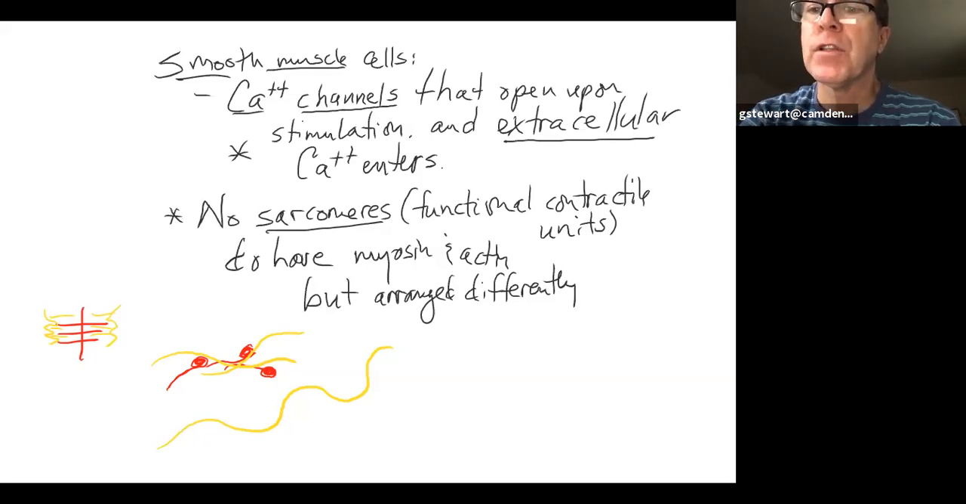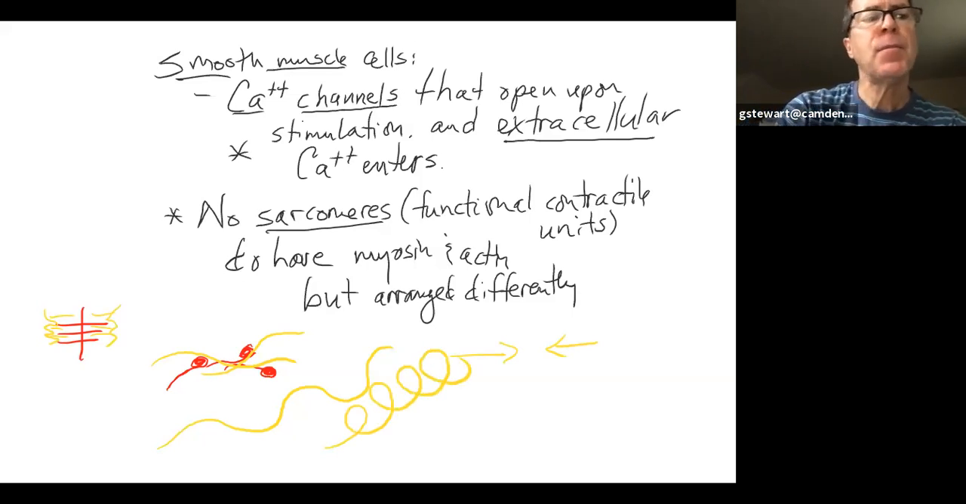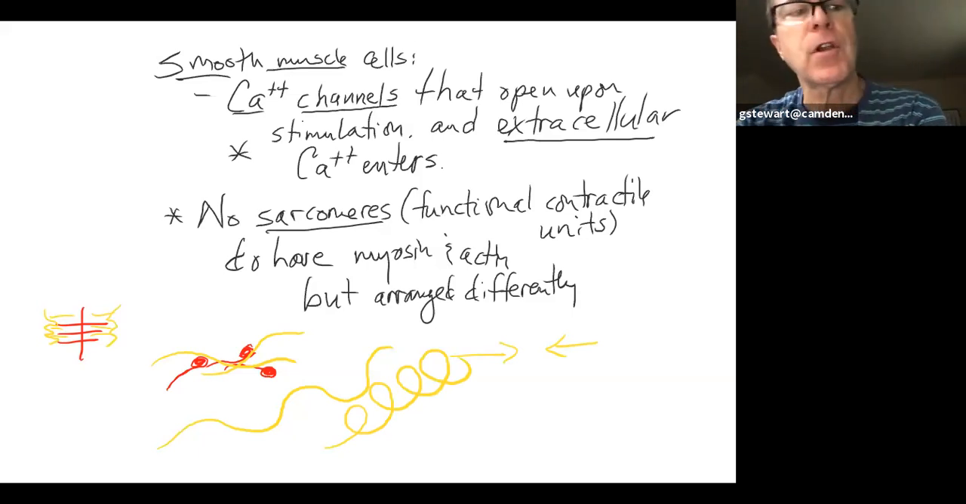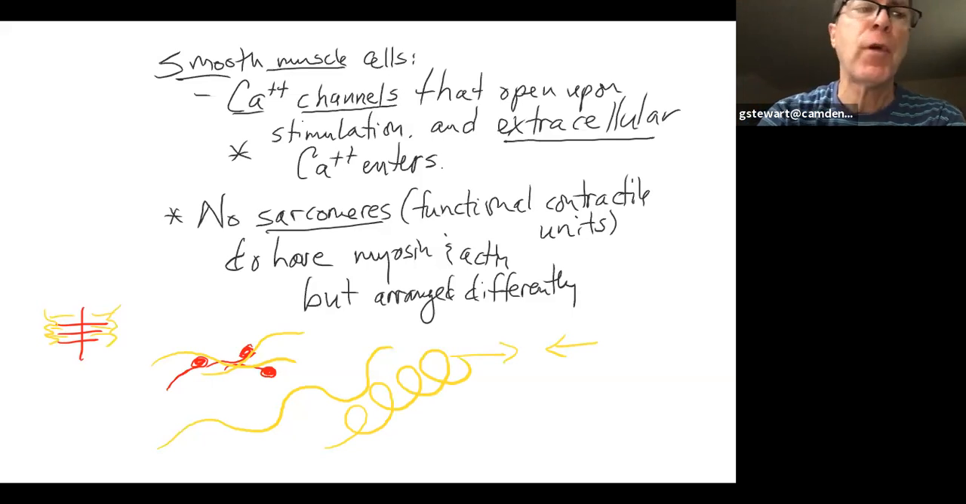Our digestive organs sort of behave in that arrangement, not like a skeletal muscle that contracts almost unidirectionally like this. A smooth muscle sheet contraction is like a squeezing action. So that's a main difference as well. No sarcomeres. They do have actin and myosin, which is a similarity, but they behave quite differently.